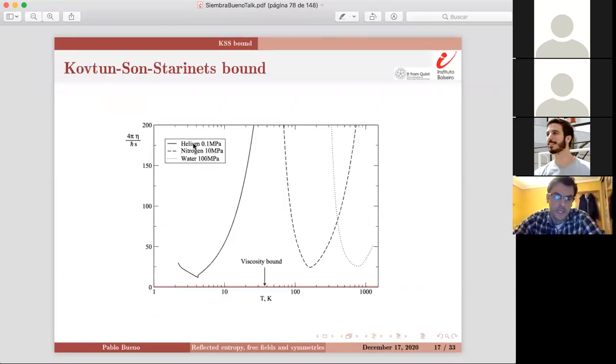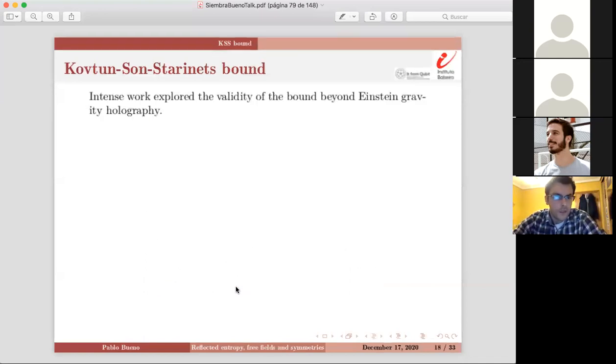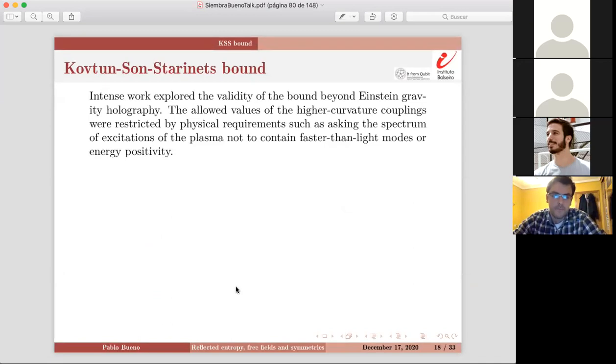So the conjecture was that this is a universally valid bound, and this is a plot from their paper in which you see examples of helium, nitrogen, and water at some pressures and for several temperatures, and you see that the viscosity bound is always satisfied for them. So there was a lot of work trying to explore the validity of this bound beyond Einstein gravity.